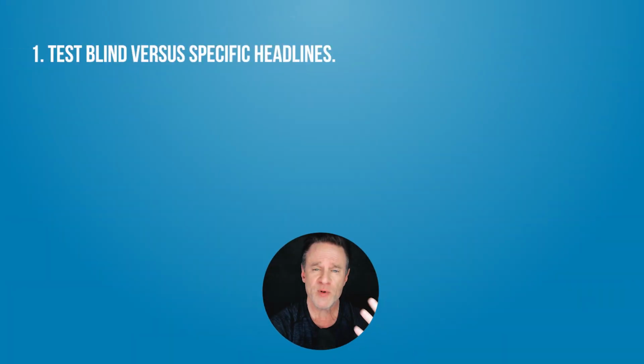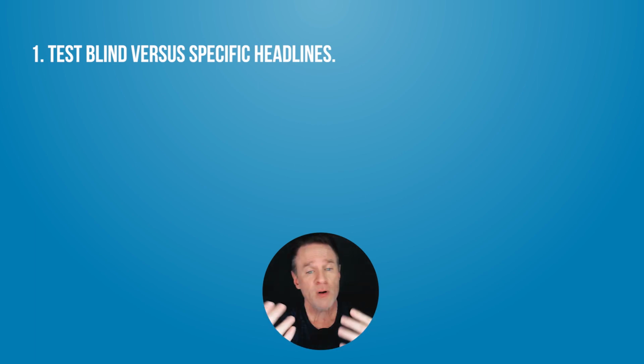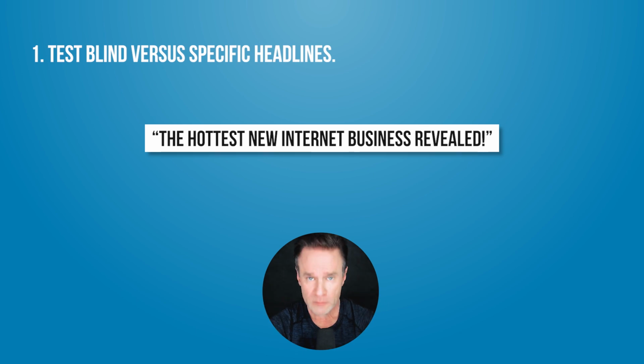Now, let me give you some examples of what these look like. Okay, a blind headline does not tell you exactly what it is, right? A specific headline tells you much more specifically what it is. So an example of a blind headline would be: the hottest new internet business revealed. Now, you have no idea if I'm talking about trading dogs, or building software, or cryptocurrency. You have no idea. It's blind. Okay. But that's going to get a lot of people interested, and those kind of blind headlines get more leads.